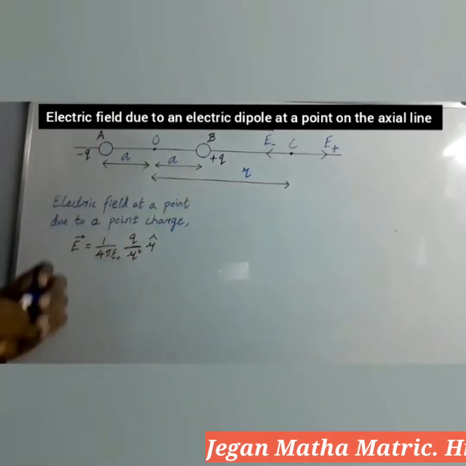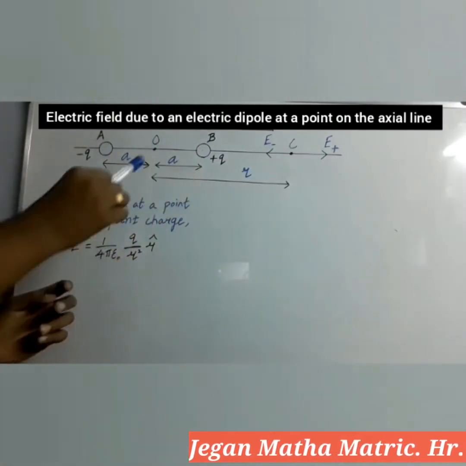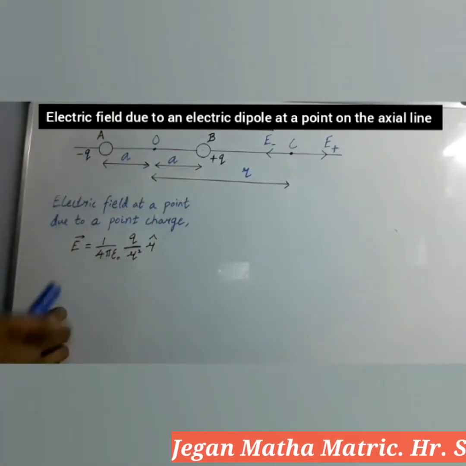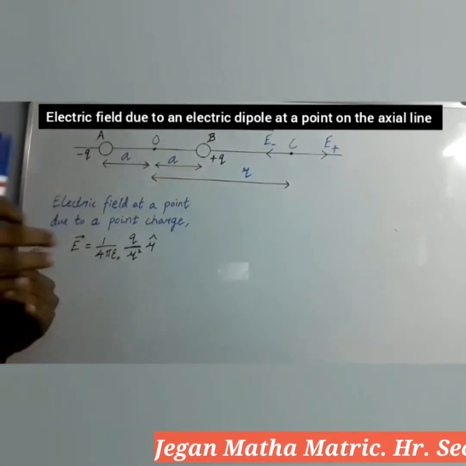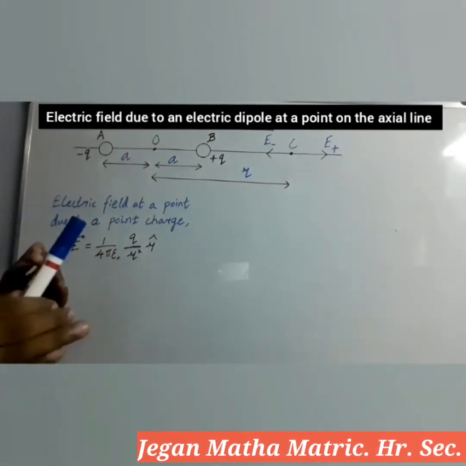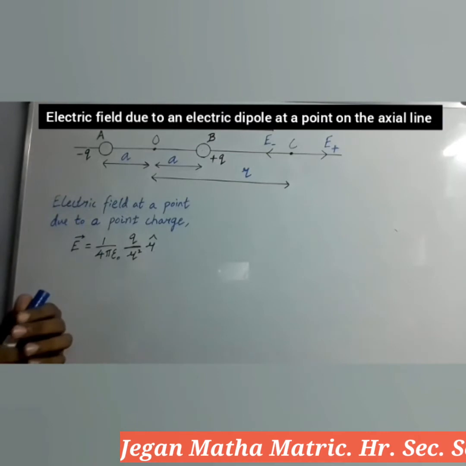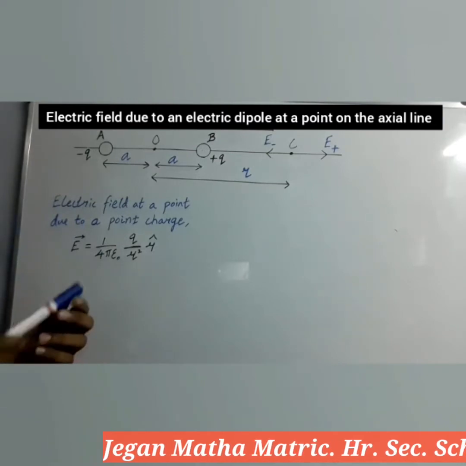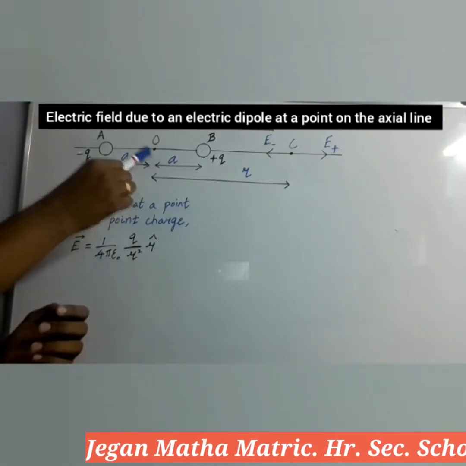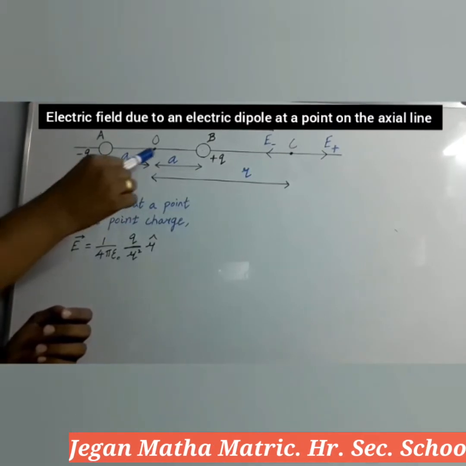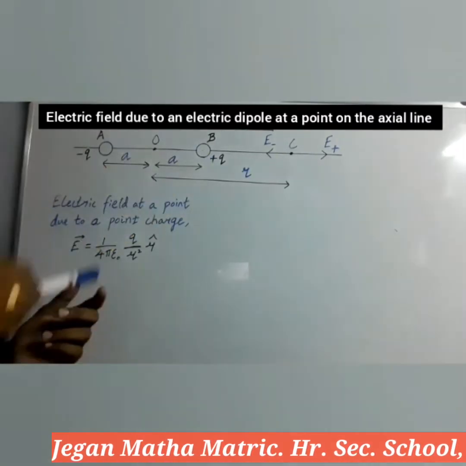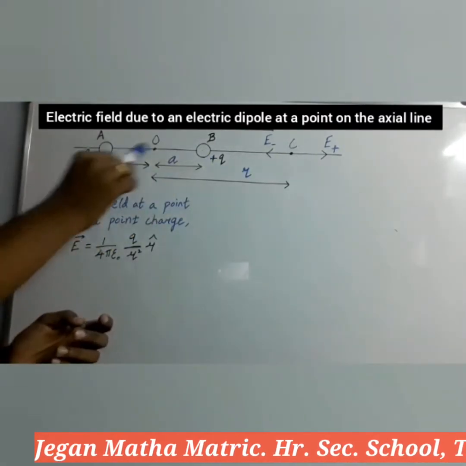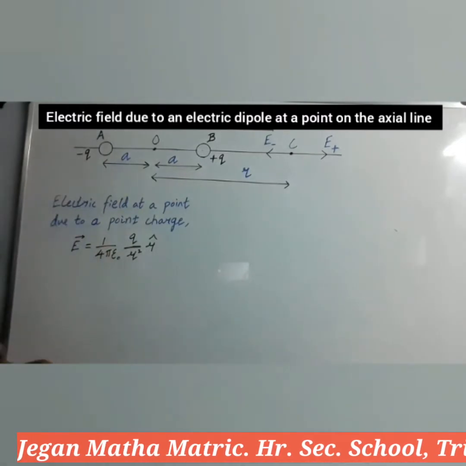Here we have taken the electric dipole. Let O be the center of the electric dipole. As we have discussed earlier, the distance between the two charges in an electric dipole is 2a. So here the distance between the midpoint and the negative charge is a. The distance between the midpoint and the positive charge is also a. So the distance between the two charges is 2a.